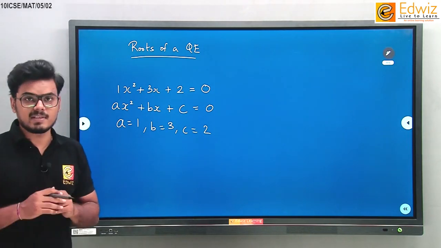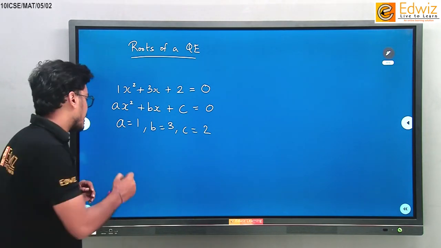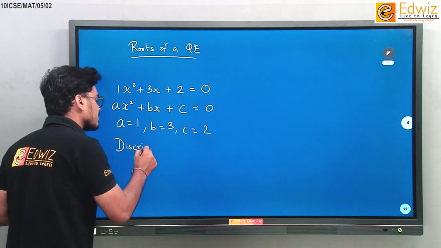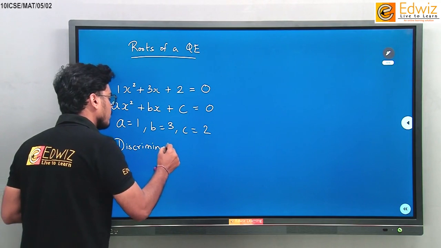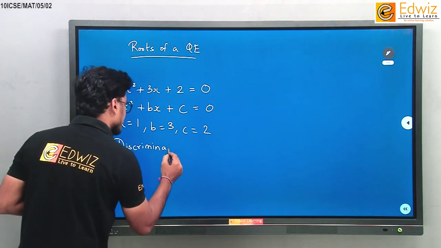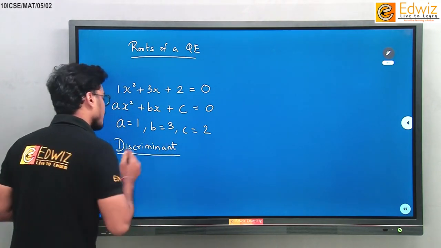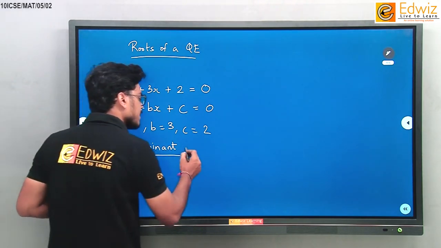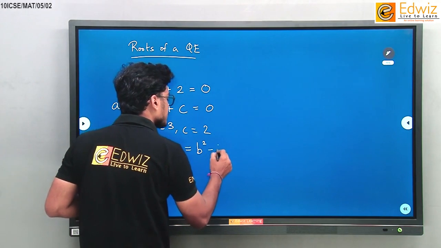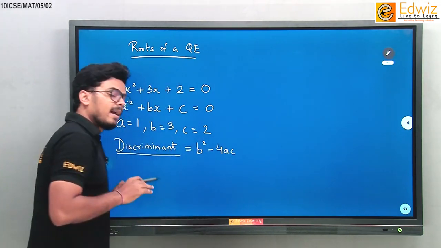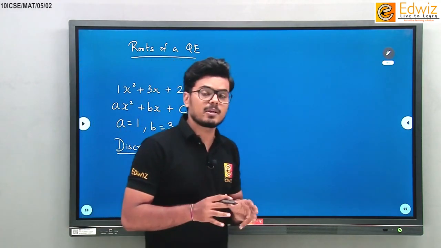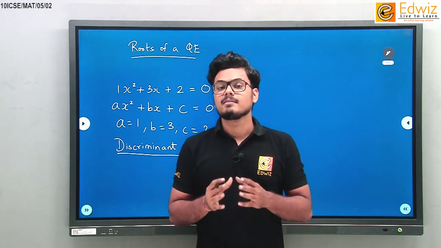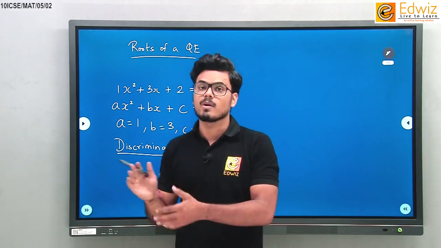Now, remember in the previous lecture, I told you what the discriminant of a quadratic equation is. I told you the formula of the discriminant, that is b square minus 4ac. In short, I told you that this particular term, the discriminant, helps us to tell the nature of the roots of the quadratic equation.